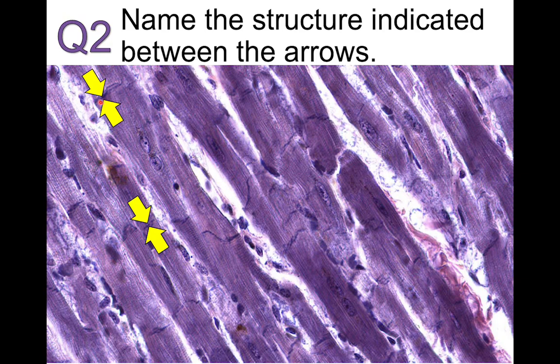And the arrow points to these dark transversely running lines. These dark transversely running lines are intercalated discs. It's where adjacent cardiac muscle cells communicate. So the arrow points to an intercalated disc.